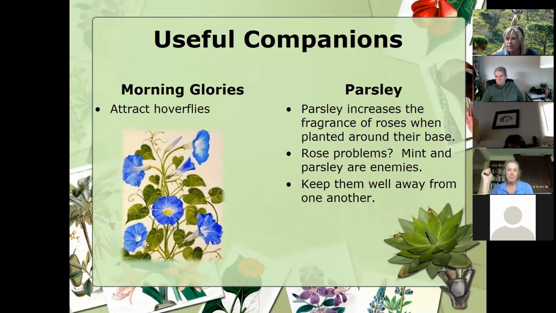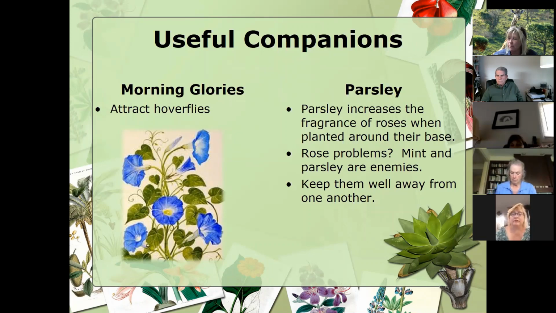They grow with the pole beans on any trellis support system I've got in the garden. Sunflowers serve as a natural trellis, so plus I'm attracting the hoverflies, and the hoverflies look like a bee, but they're not a bee. They're actually a beneficial insect that devours aphids and flea beetles, spider mites, and any of those little soft-bodied insects. And then parsley is kind of cool because it's said to increase the fragrance of roses when you plant them around their base.